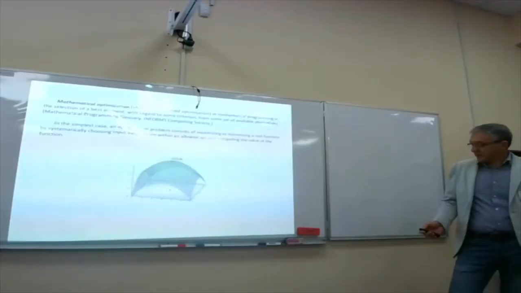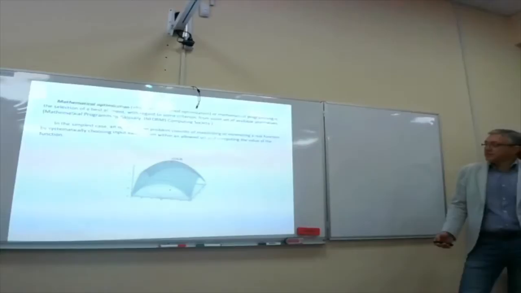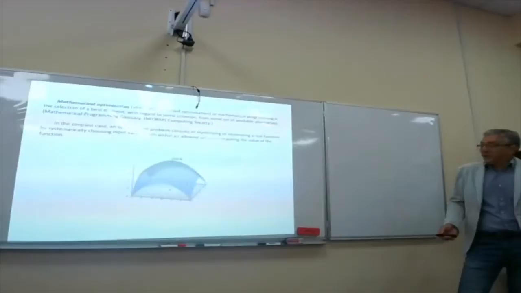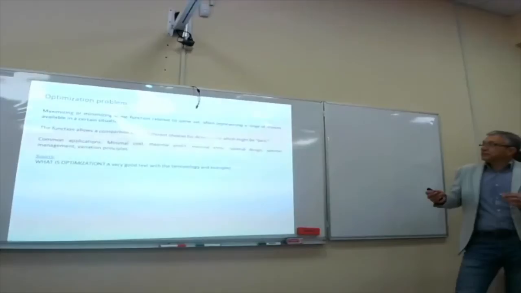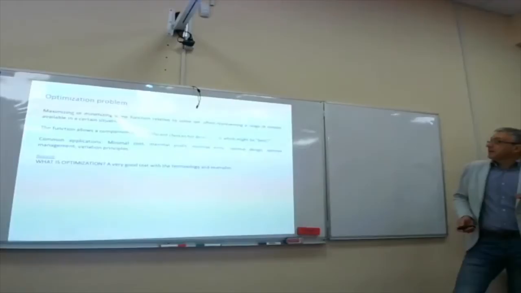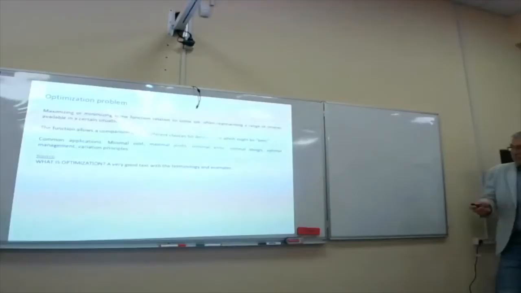And this is a very typical example of a function of two variables with a maximum point, and an algorithm or method of optimization should deliver us to this point. Optimization problem: maximizing or minimizing some function relative to some set. This is a problem formulation, often representing a range of choices available in certain situations. This is something like a synonymical explanation of an optimization problem. The function allows a comparison of the different choices for determining which might be best.